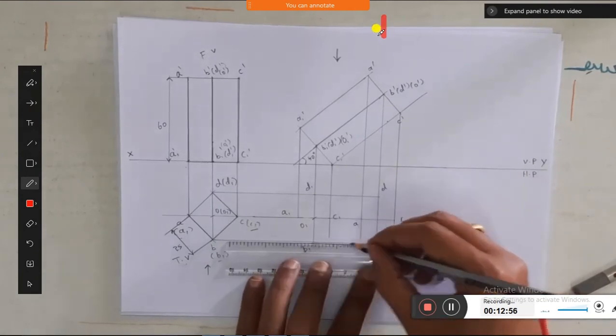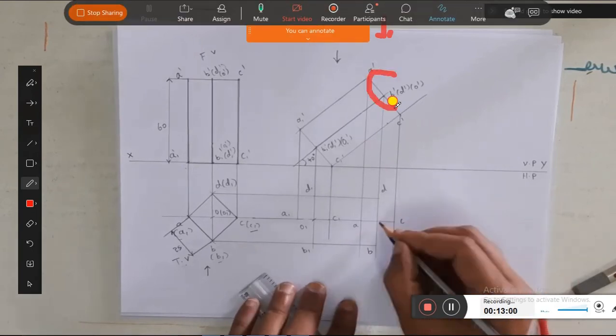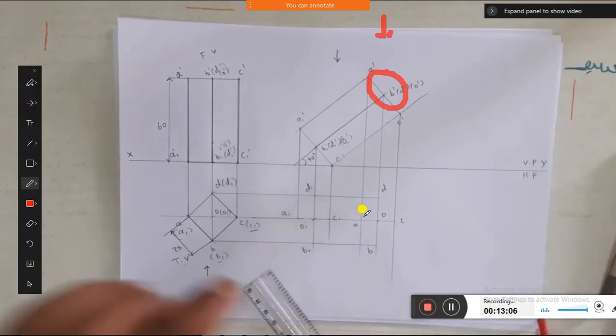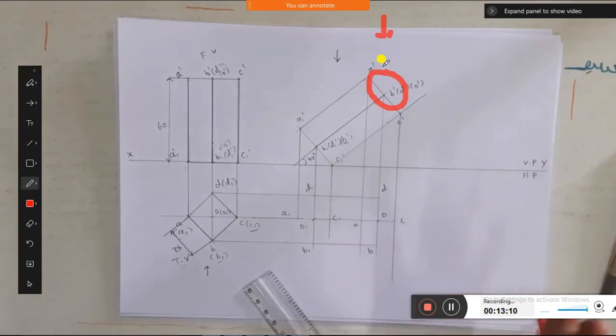So if you see from the top, this face is visible. If you see from the top, this face is completely visible. So A, B, C, D, first you have to draw. You have to join A to B, B to C, C to D, D to A. This face is visible. First you have to join all visible faces.